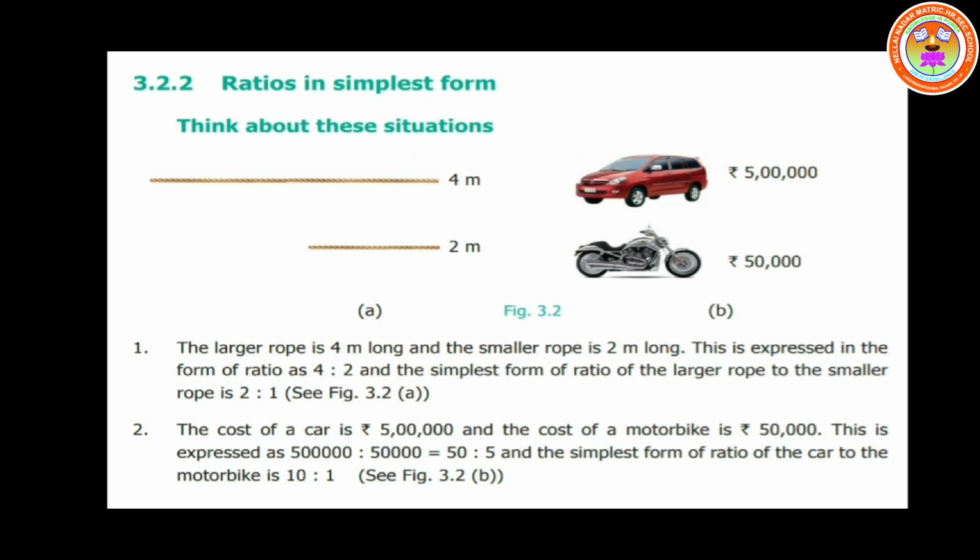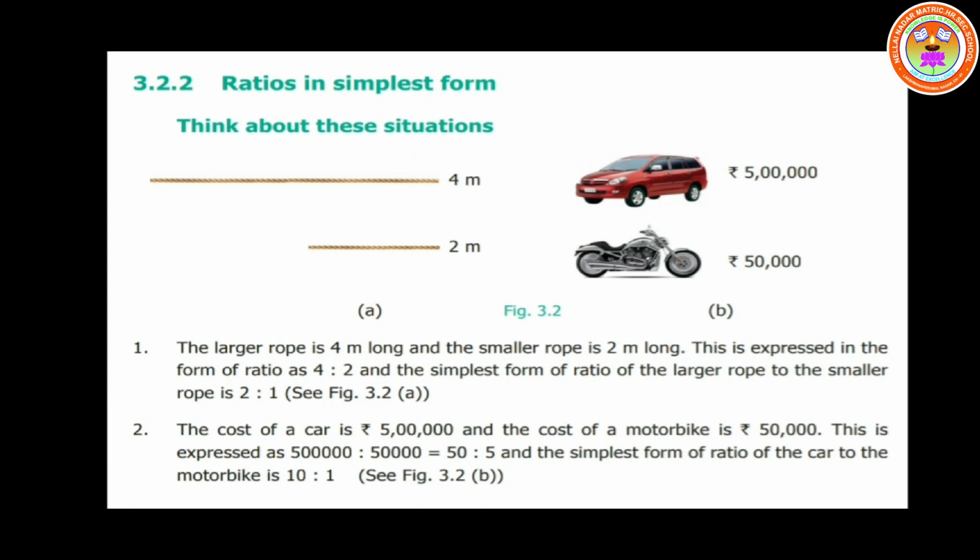Understood children? Now look into that problem. In 5 lakh, how many zeros are present? How many zeros, children? 5. Very good. In 50,000 how many zeros? 4 zeros. Can you cut the 4 zeros in both? Yes, you can cut. This can be written as 5 lakh divided by 50,000. So you can cancel the zeros. So the balance will be 50 is to 5.